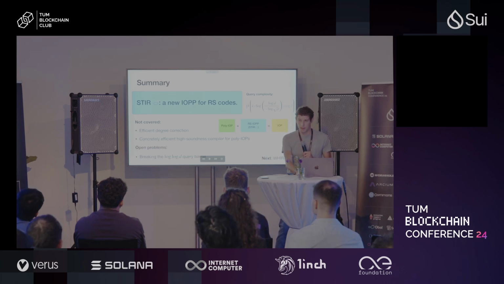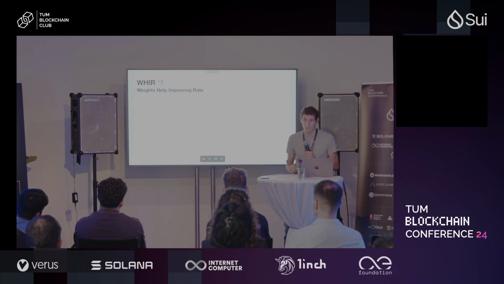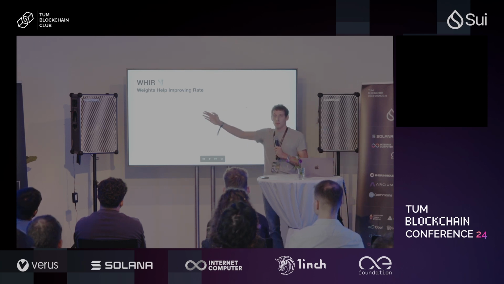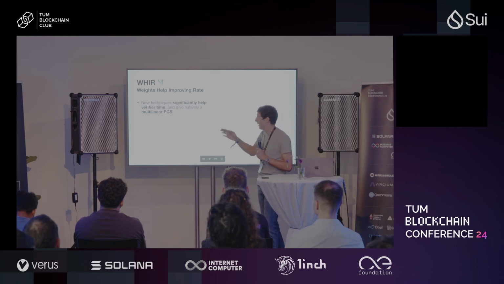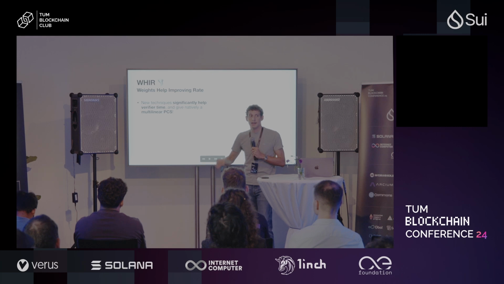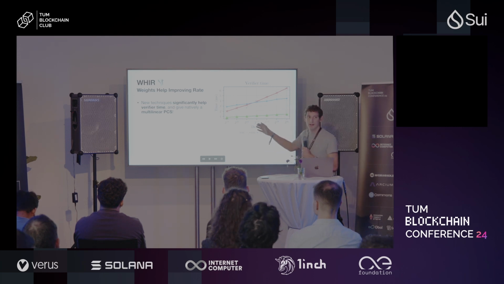I want to spend one moment talking about some exciting follow-ups that we have coming. We saw before that there was an open question about the verifier complexity. We managed to help it, and there's our new work, which is WHIR, which means weights help improving rate. We have new techniques which significantly help the verifier time and give now a multilinear PCS, which is more than what STIR could do, because STIR could only do univariate. So the verifier time is much, much better.